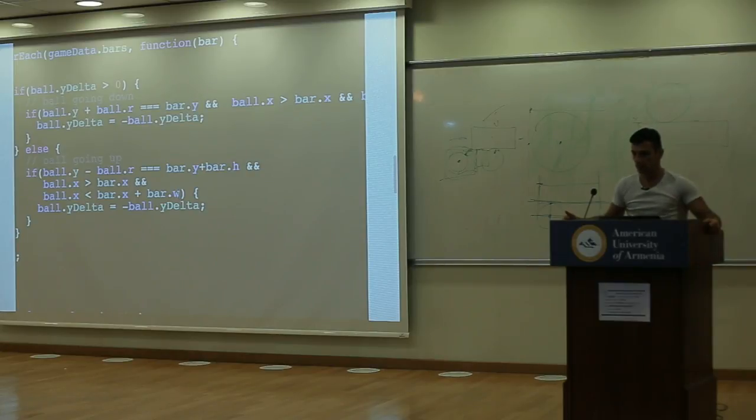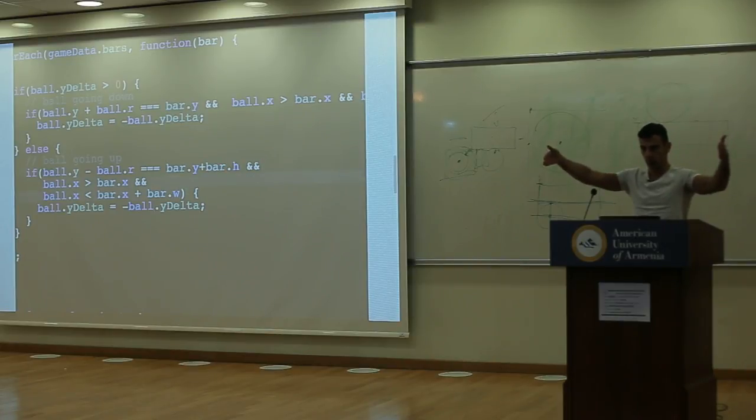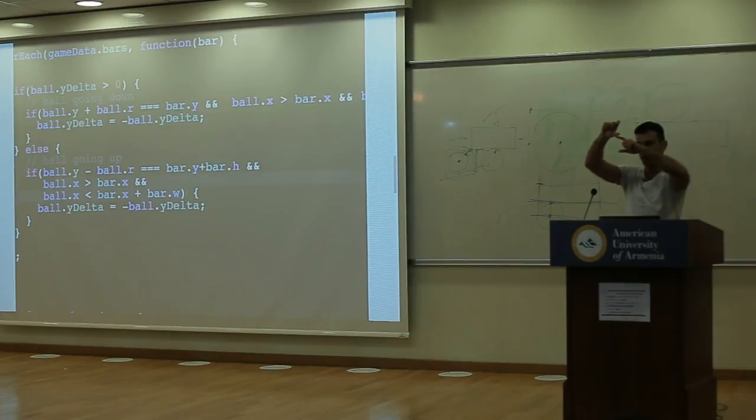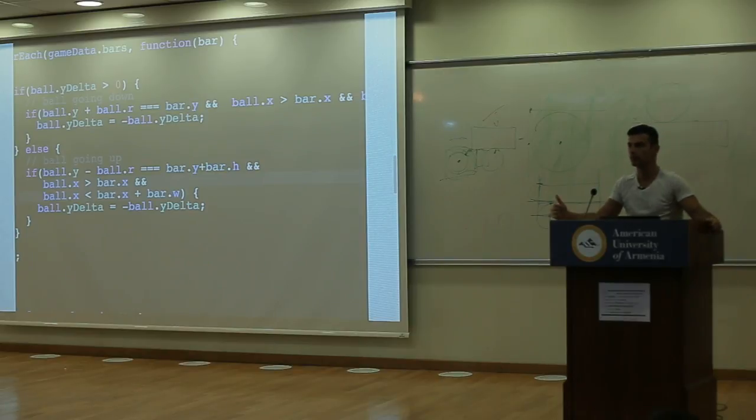And where is it going down? Okay, so this part is the same, doesn't matter if you're going up or down. You have to be between the two, right? So the question is, do you compare the bottom of the bar or the top of the bar? If you're going down, you compare the top of the bar. If you're going up, you compare the bottom of the bar. Cool. Is this making sense?